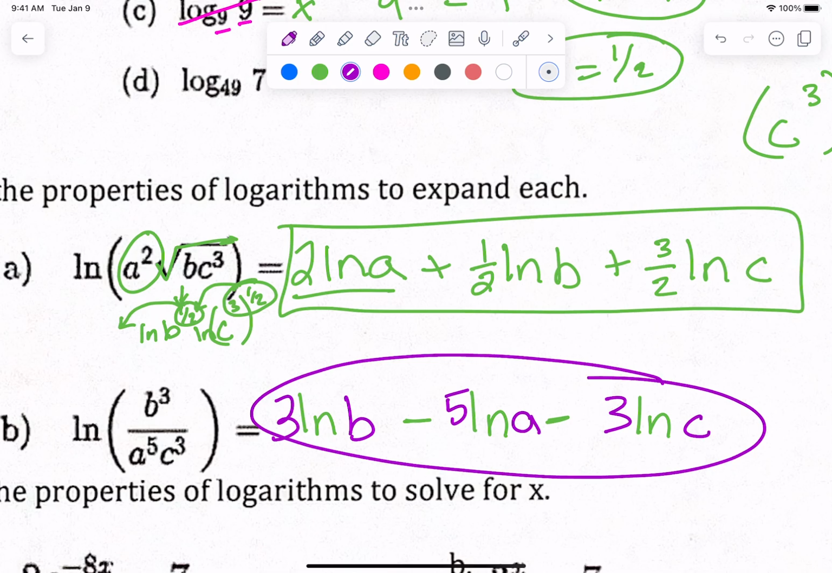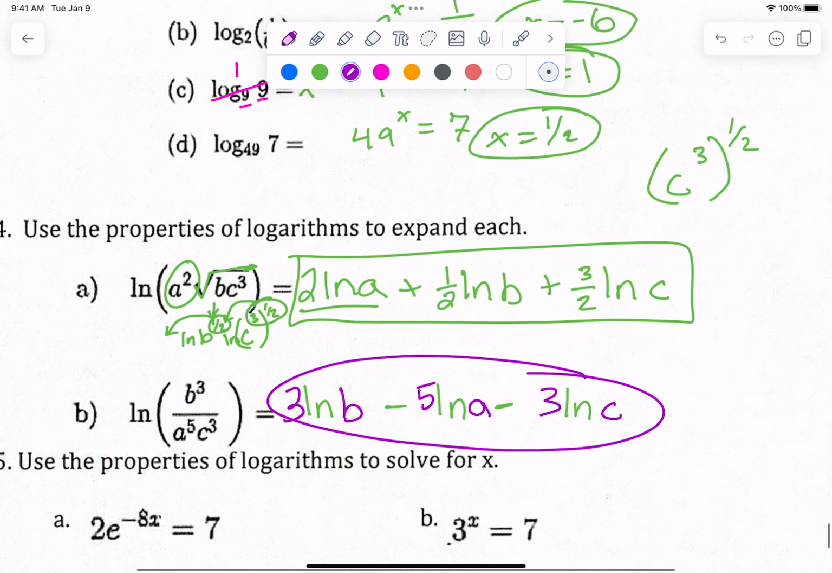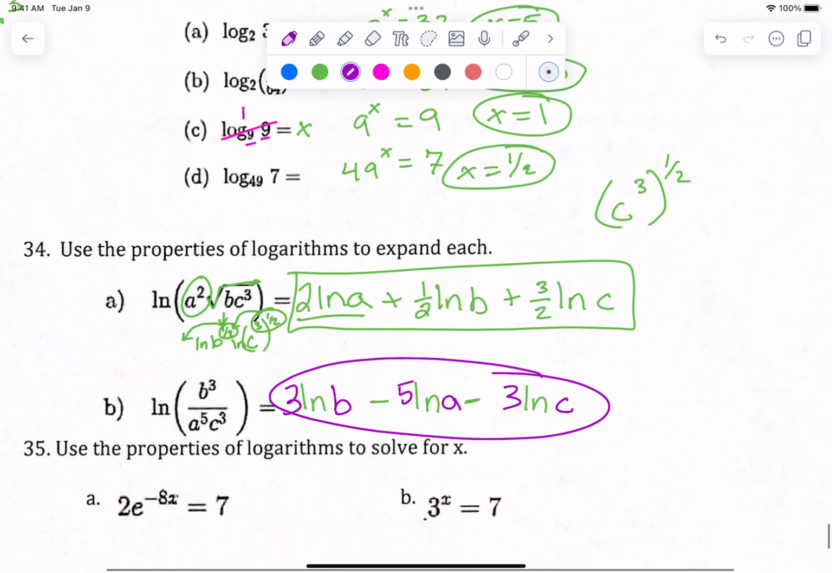Wait, how do you decide the order of B? If I put parentheses in there, do I have to have an addition sign? B is on the top, so B goes first. So if I just go in order, left to right, top to bottom, could you go negative 5 ln A minus 3 ln C? Yeah, technically you could.